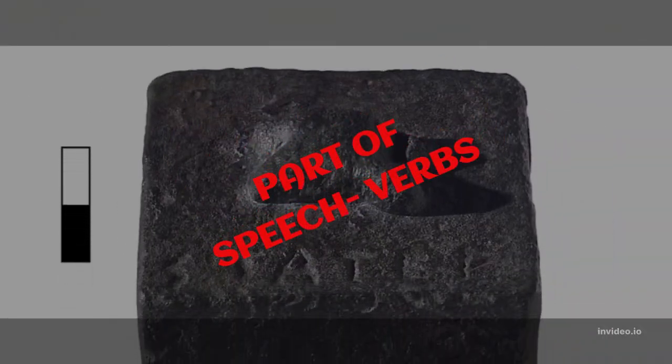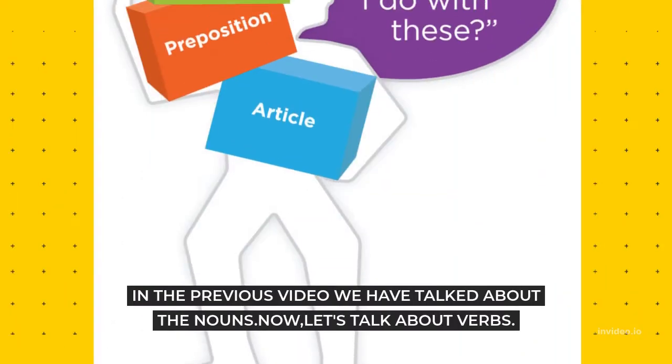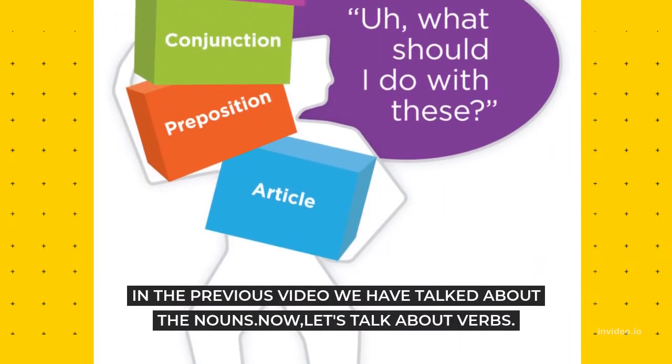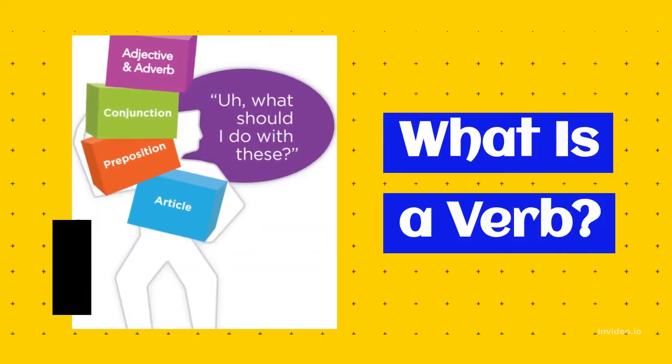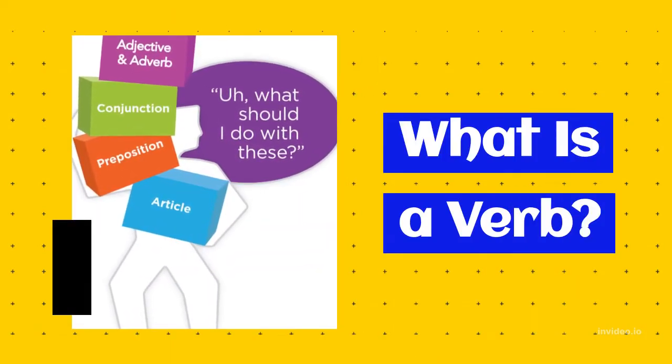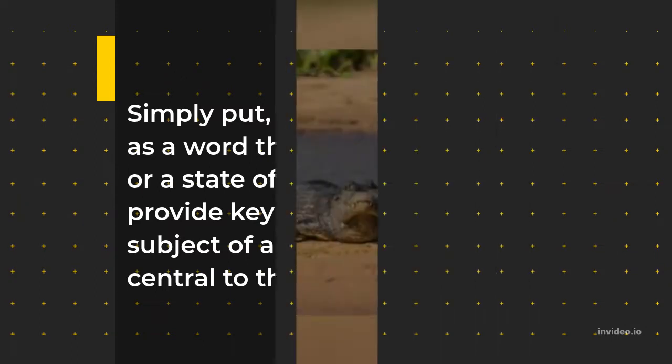Part of speech: verbs. In the previous video we talked about nouns. Now, let's talk about verbs. What is a verb? Simply put, a verb can be defined as a word that expresses an action or a state of being. Most verbs provide key information about the subject of a sentence and are central to the sentence's predicate.